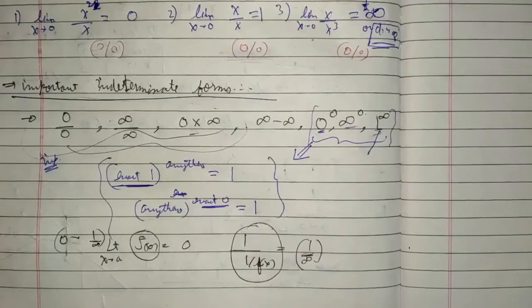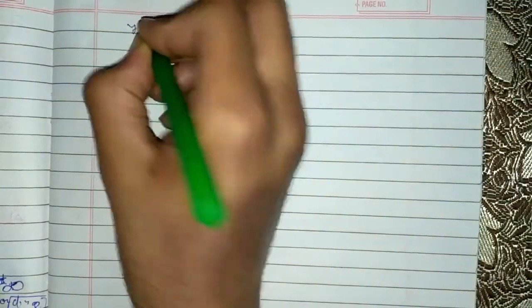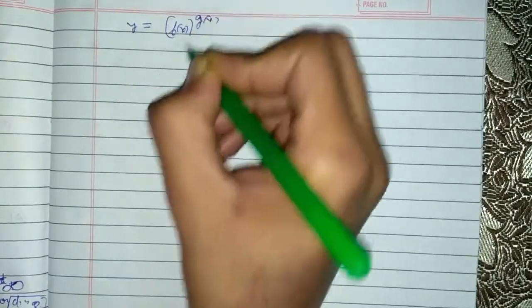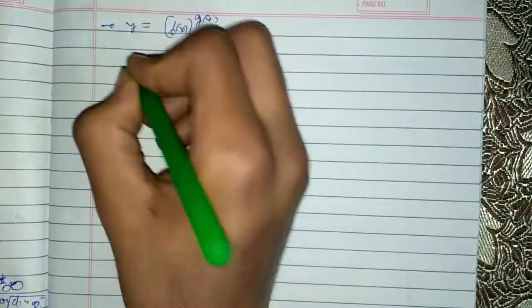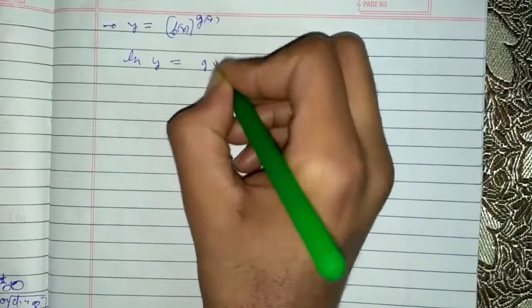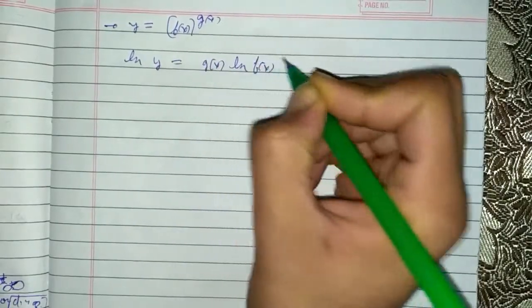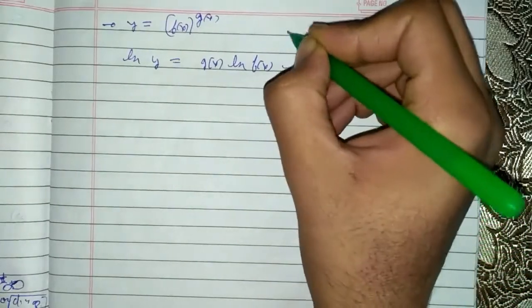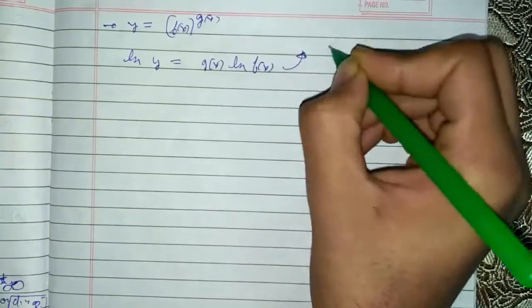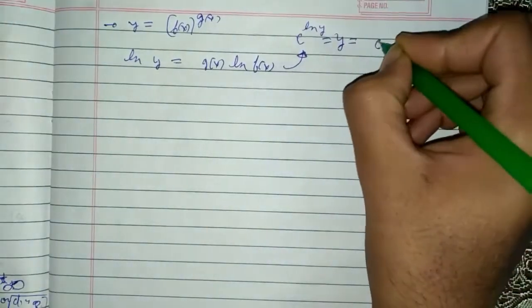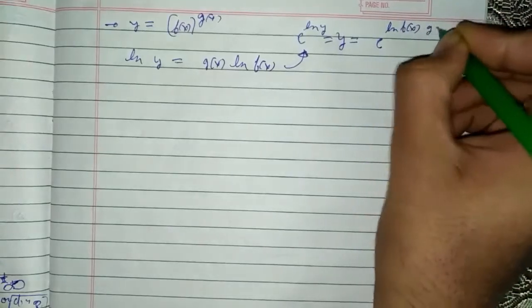So moving forward to the next page, another important point to see is: let y is equal to f of x to the power g of x. Then taking natural log on both sides, natural log of y is equal to g of x times natural log of f of x, and raising to the power e, we will get e to the power ln y, that is equal to y, is equal to e to the power ln of f of x times g of x.